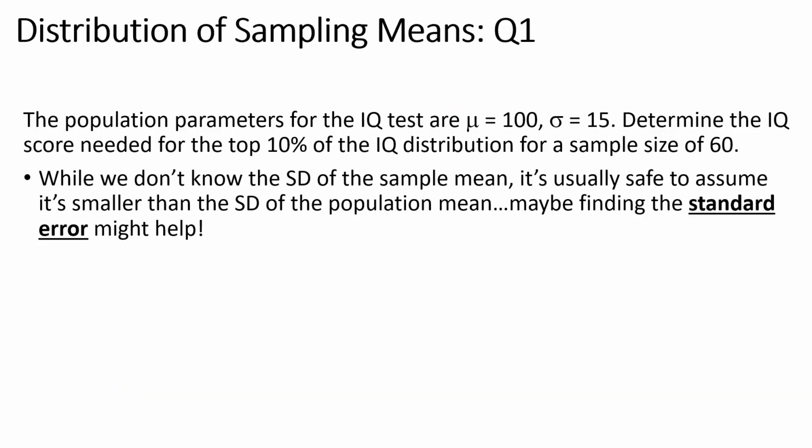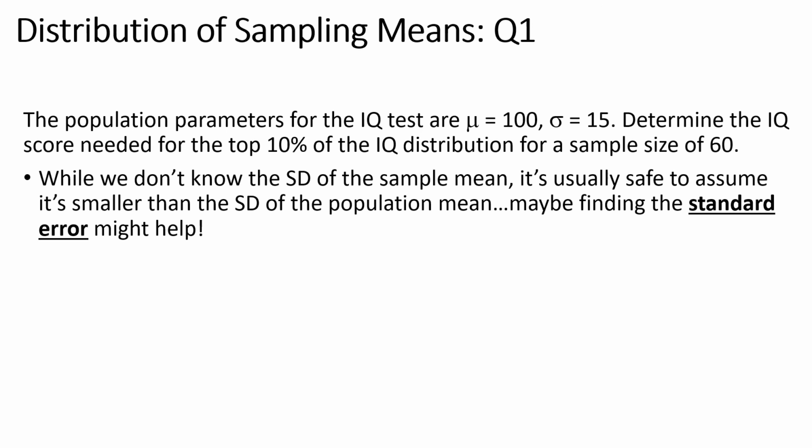I believe this is the last question, but now we're working with the distribution of sampling means. So we are given the population mean, and we're given the standard deviation of the population. And we are asked to determine the IQ score needed for the top 10% of the IQ distribution. So similar to the last question, however, we're working with a sample size of 60.